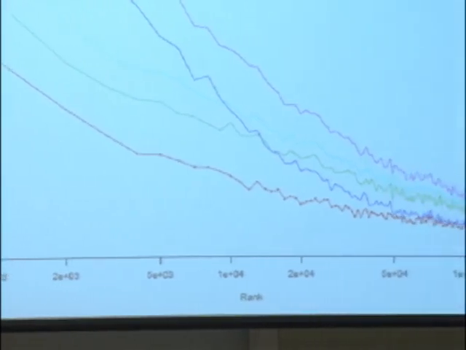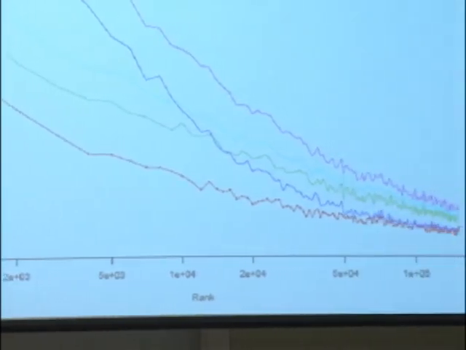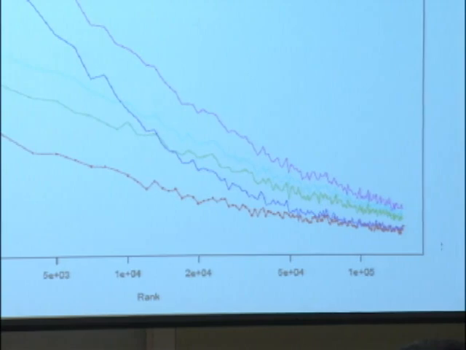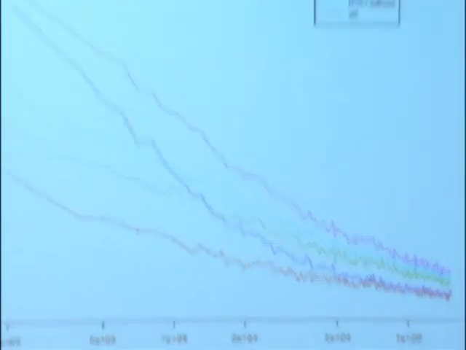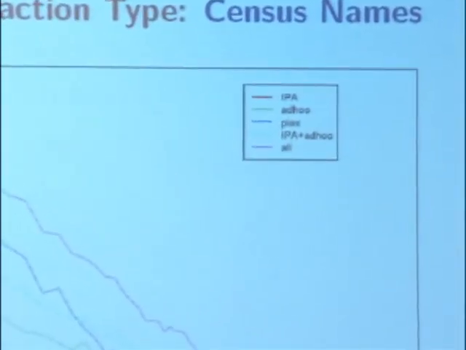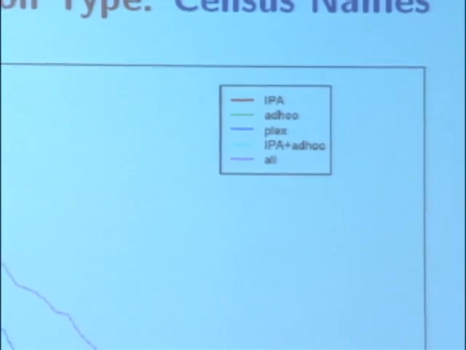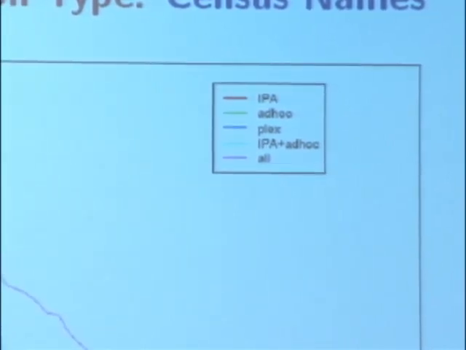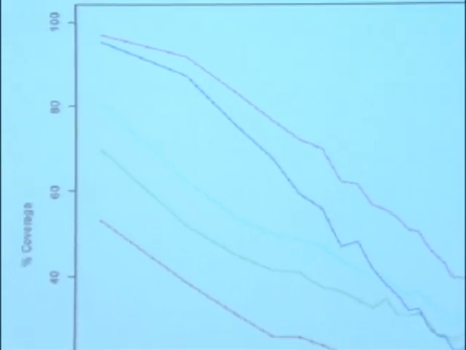The plot here shows coverage of different sources. Let me just start with the blue line here. This is Pronlex, which is a well-known pronunciation lexicon. And as you can imagine, it has pretty good coverage of the most frequent names. That's what you would expect, right?